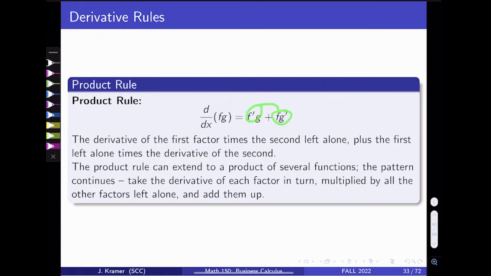But the goal is that you take the derivative of the first, multiply it by the second, plus the derivative of the second, times the original of the first. So this is equivalent to f times g prime plus f prime g.